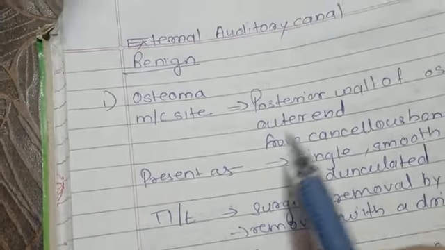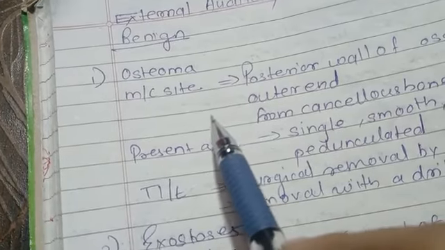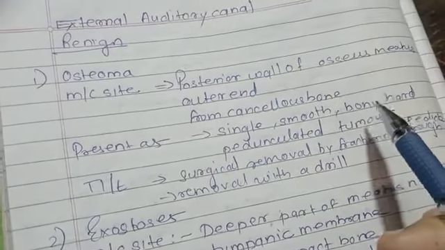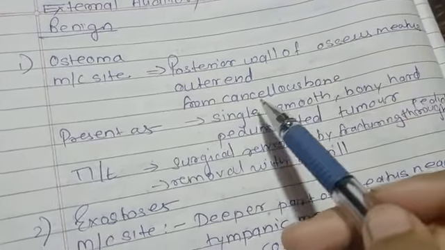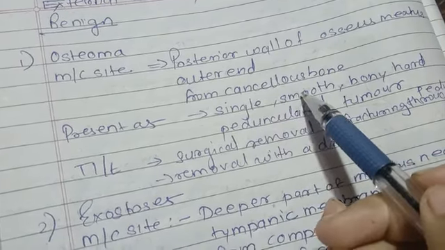So this was about disorders of pinna. Now we will discuss the disorders of the external auditory canal. Here we have benign disorders, in which we have osteoma, the most common site being the posterior wall of the osseous meatus outer end. It arises from the cancellous bone.